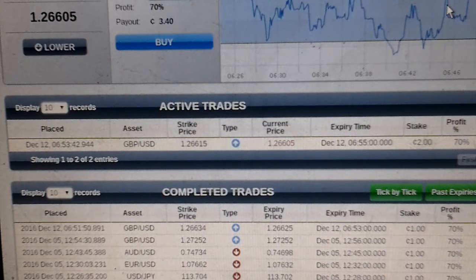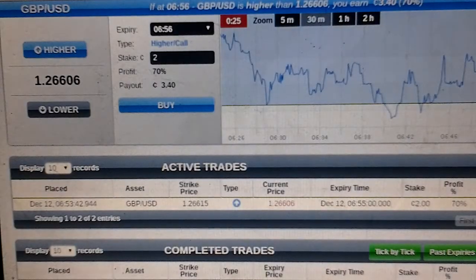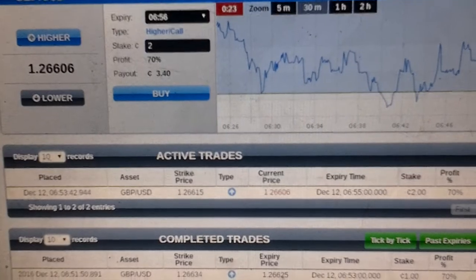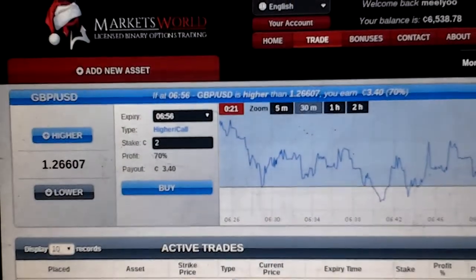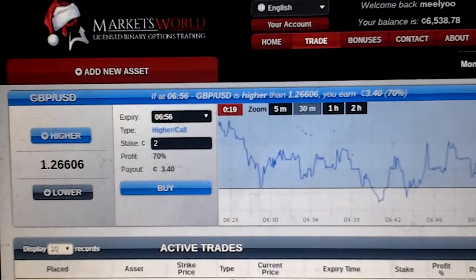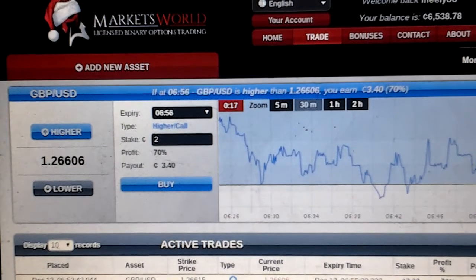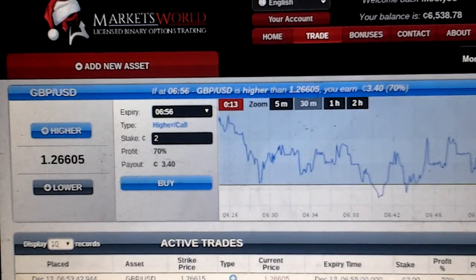And let you see our trading balance here. We'll go up to our trading balance here. Try to get the camera where you can see it. Okay, so you can get up here. You can see the top of the screen, the Marketsworld format. And like I said, I'm having trouble.